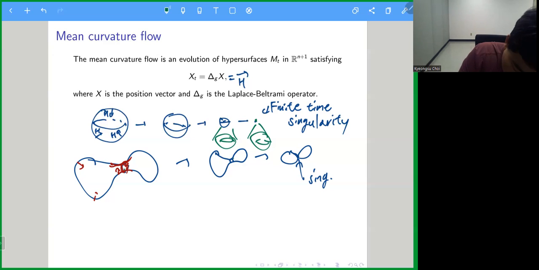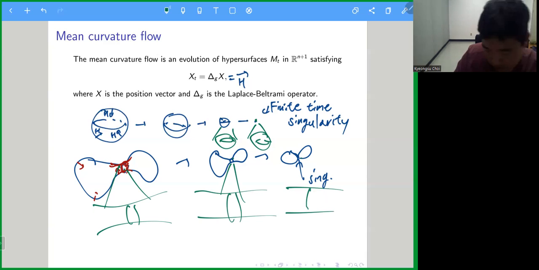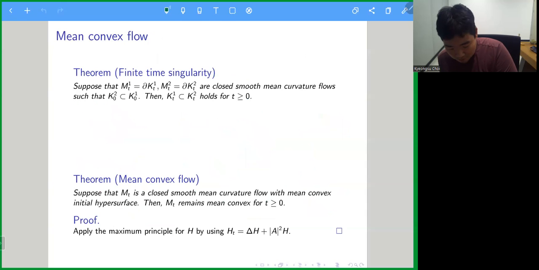Around this singularity, if I blow up around the neck, then you can see that, say we call this the neck singularity, the neck singularity converges to a round shrinking cylinder after taking some blow-ups. Okay, so let's talk about a bit more detailed story.